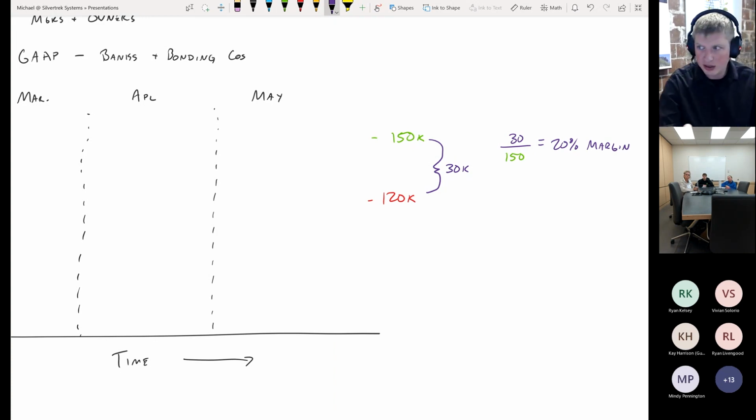If you happen to be somebody in the estimating department, you might not talk about margin as much as you talk about markup, in which case this same $30,000 would be divided by our $120,000 here.